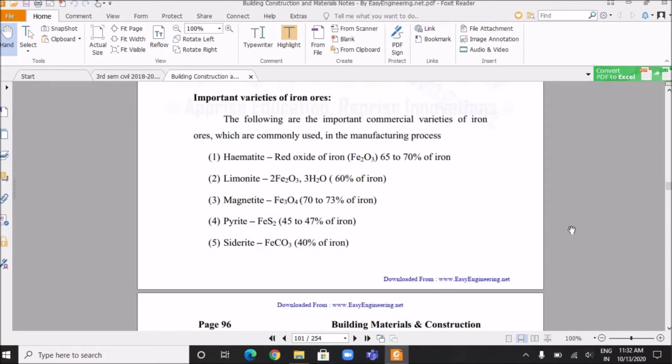Important varieties of iron ores. The following are the important commercial varieties of iron ores which are commonly used in the manufacturing process. First one is hematite, which is red oxide of iron having 65 to 70% of iron. Second one is limonite having 60% of iron. Third one is magnetite having 70 to 73% of iron. Pyrite having 45 to 47% of iron. Siderite having 40% of iron.